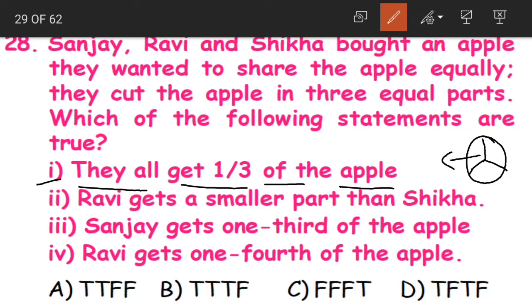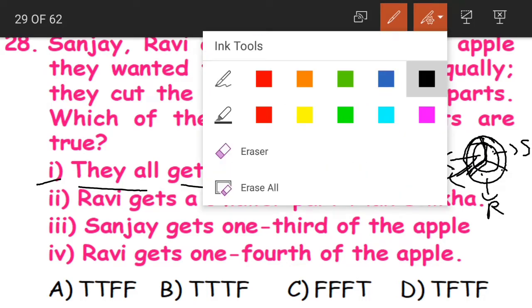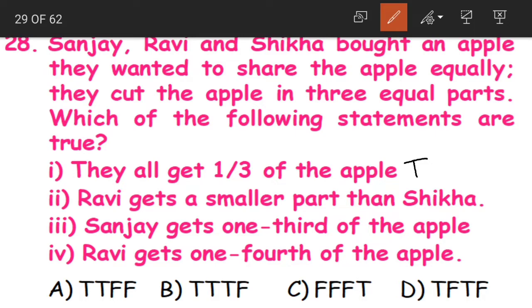Yes, this part will be taken by Sanjay, this will be eaten by Ravi and this will be eaten by our Shikha. So each part is called as what? Each part is denoted by the fraction 1/3. It is one of the 3 equal parts. Each person will get only 1/3 of the apple. So statement 1 becomes true.